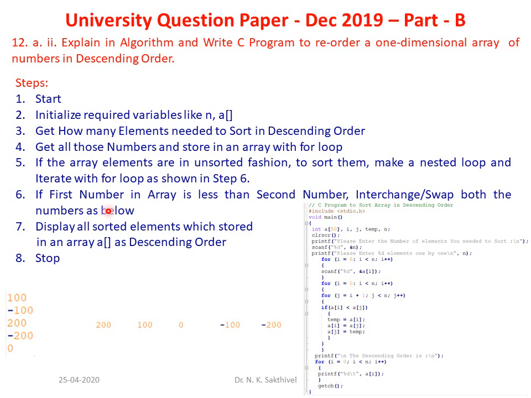Then during this execution, all numbers will be sorted in descending order. After that, all those numbers will be displayed, and after that, we can stop the program. So this is the algorithm to understand how to develop a program for sorting numbers in descending order.